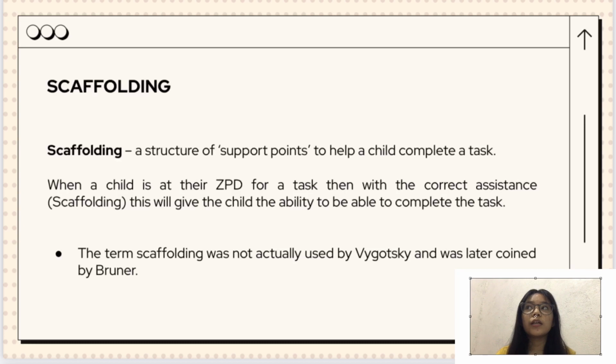We have scaffolding. Scaffolding can be referred to as the MKO, or more knowledgeable other. Scaffolding is a structure or support to help the child or students complete a task. For example, when a child is at their ZPD for a task, then with the correct assistance, which means scaffolding, this will give the child the ability to complete the task. The term scaffolding was used by Vygotsky and was later coined by Bruner.